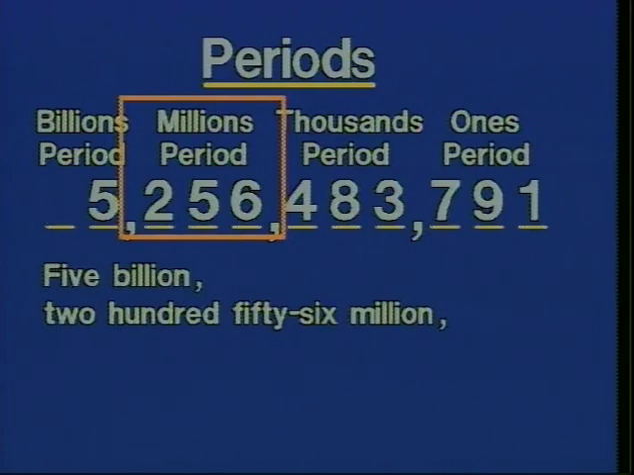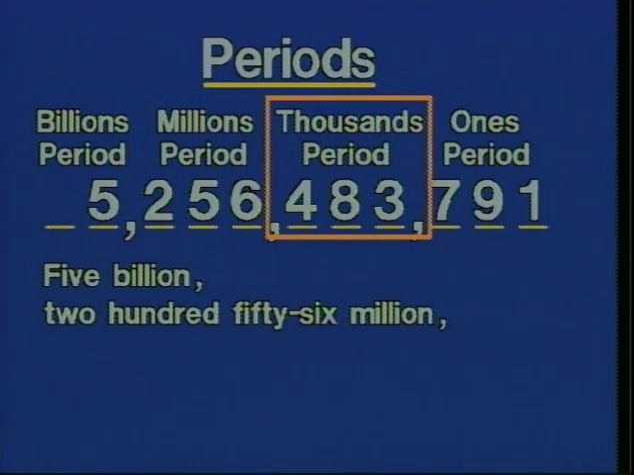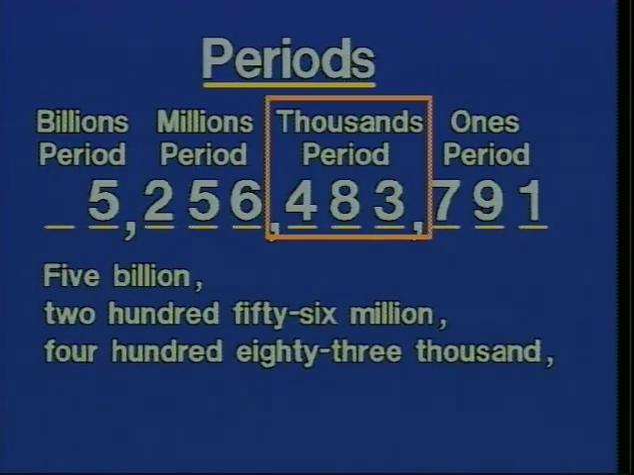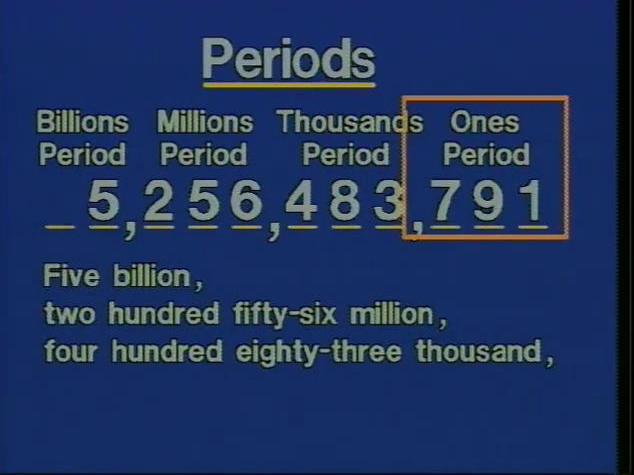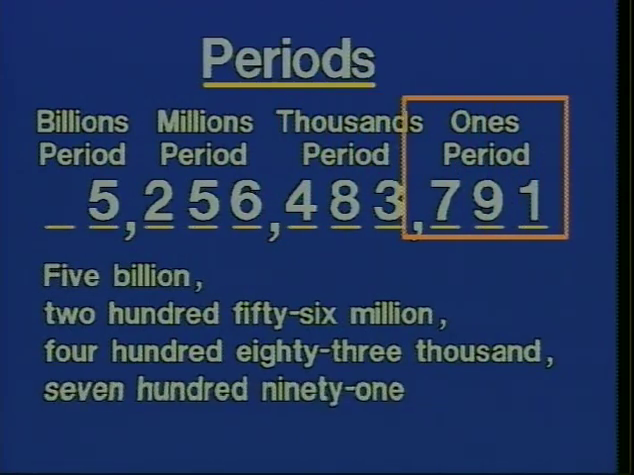And then we slide our thinking over a little bit more. We're in the thousands period. We name the number 483, and then we attach the period name thousand. So 483,000, and then we slide on over to the ones period and we simply say 791. Now I have written each period name on a separate line here for emphasis, but generally we probably wouldn't do that. This would just be strung out in more of a sentence kind of form.